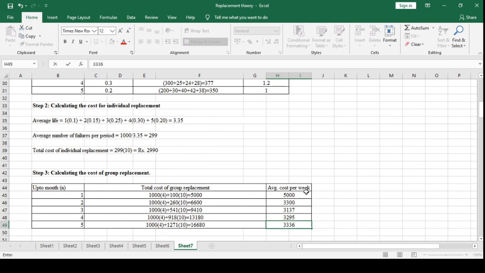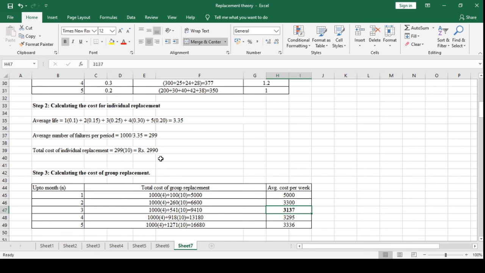Now we will observe in which month we are having the lowest cost. We are having the lowest cost in the third month, and the answer is 3,137. Now we need to observe which cost is the lowest among the individual replacement and group replacement. The lowest cost for group replacement is 3,137, but at the same time the individual replacement cost is 2,990. So which policy will we prefer? That is the individual replacement policy.